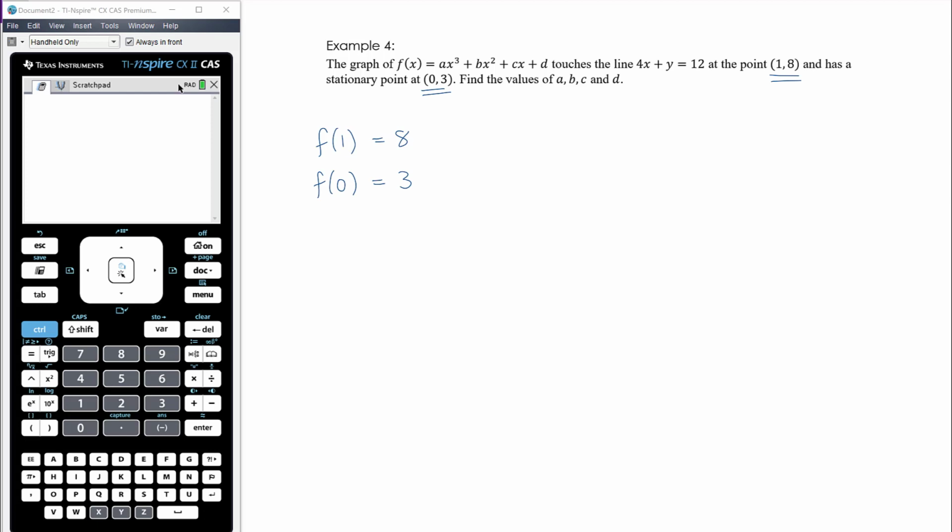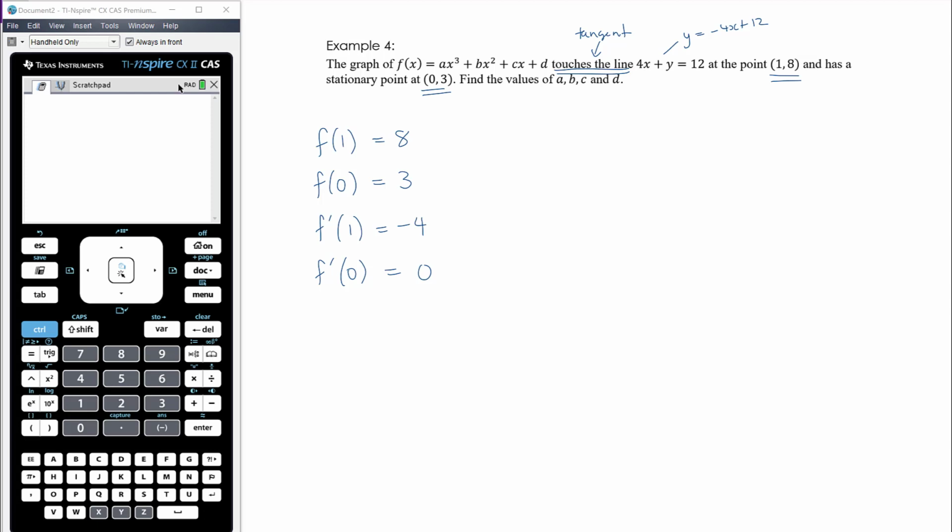So we know that the cubic curve touches the line, which means it's tangent to the line, so it has the same gradient as the line at that point. If we make y the subject, the line is y equals negative 4x plus 12. So the gradient at the point (1, 8) is going to be negative 4, so f'(1) is negative 4. And we know there's a stationary point at (0, 3), which means the gradient at 0 is going to be 0. So there are our 4 equations that we need to solve simultaneously to find a, b, c, and d.